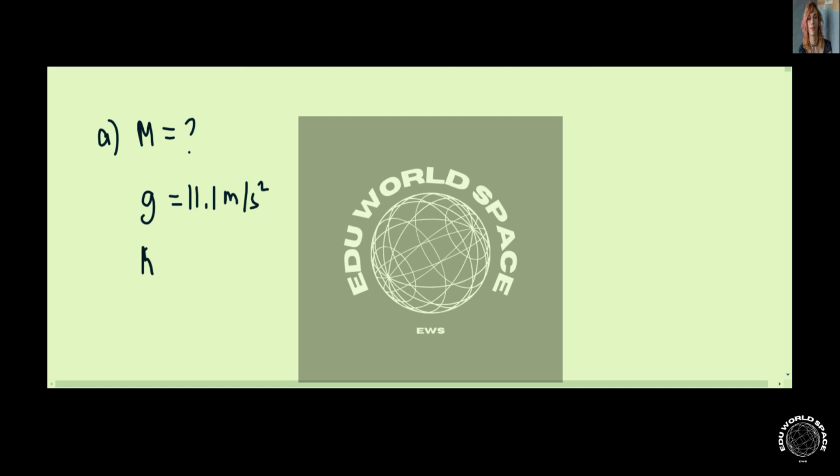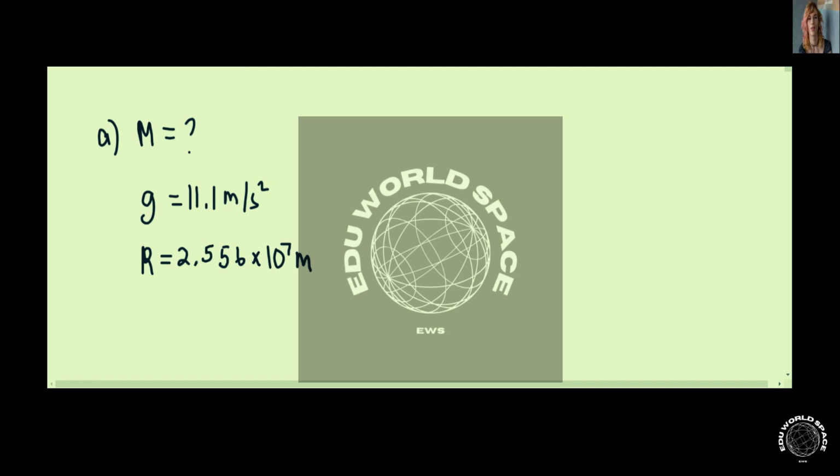So in part A, we are going to calculate the mass of Uranus from the given data. So let's go ahead and write out some of the givens. We know what the acceleration due to gravity is, and we also know what the radius of Uranus is. That was given as 25,560 kilometers. So that ends up being 2.556 times 10 to the 7 meters.